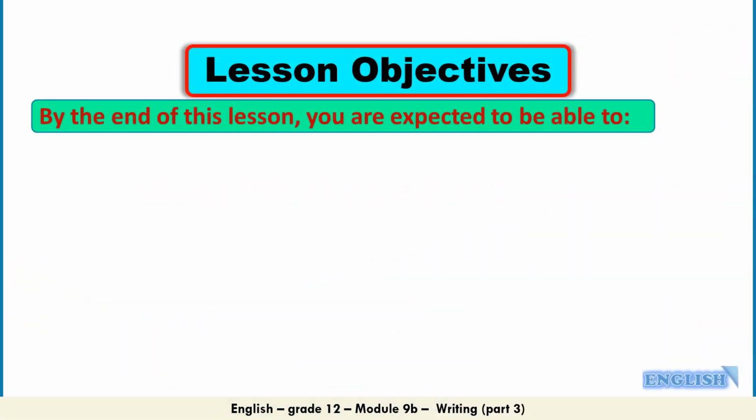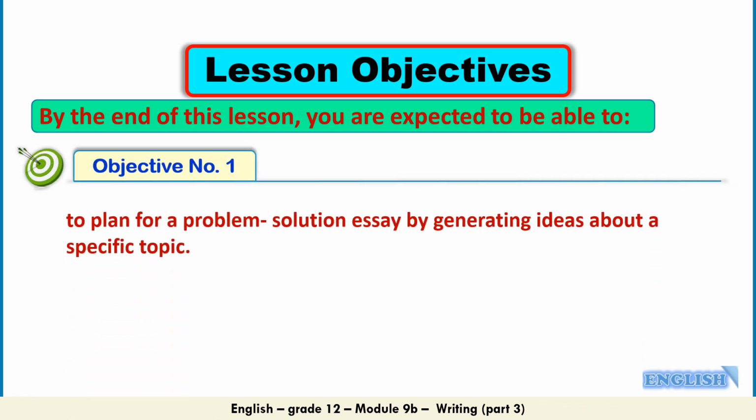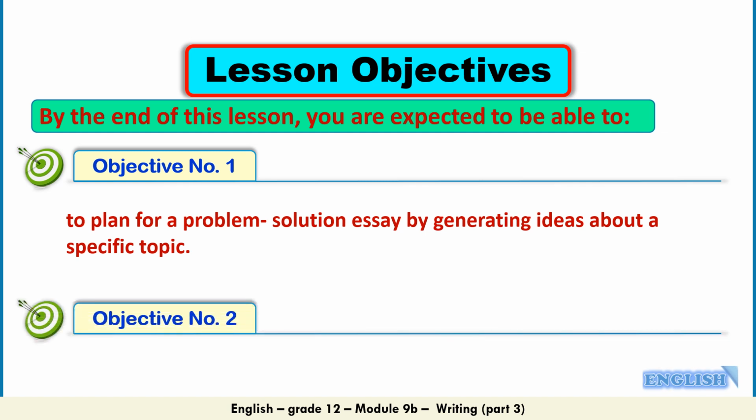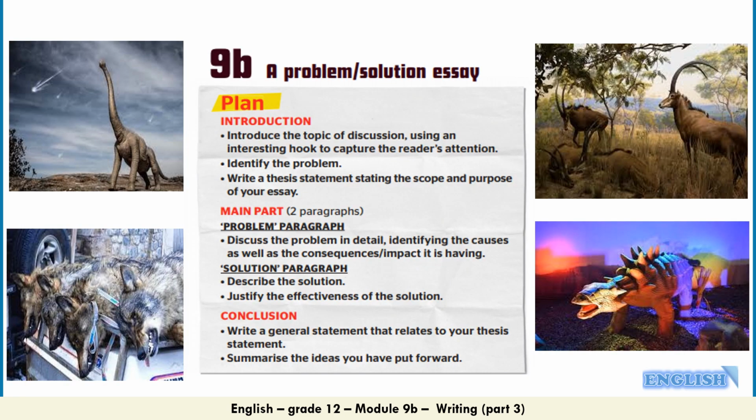Starting with the objectives of today's lesson. By the end of this lesson, you are expected to be able to, first, plan for a problem solution essay by generating ideas about a specific topic. And objective 2, you are going to compile generated ideas to write an effective essay. Our topic today, as we saw last time, will be about animal extinction.